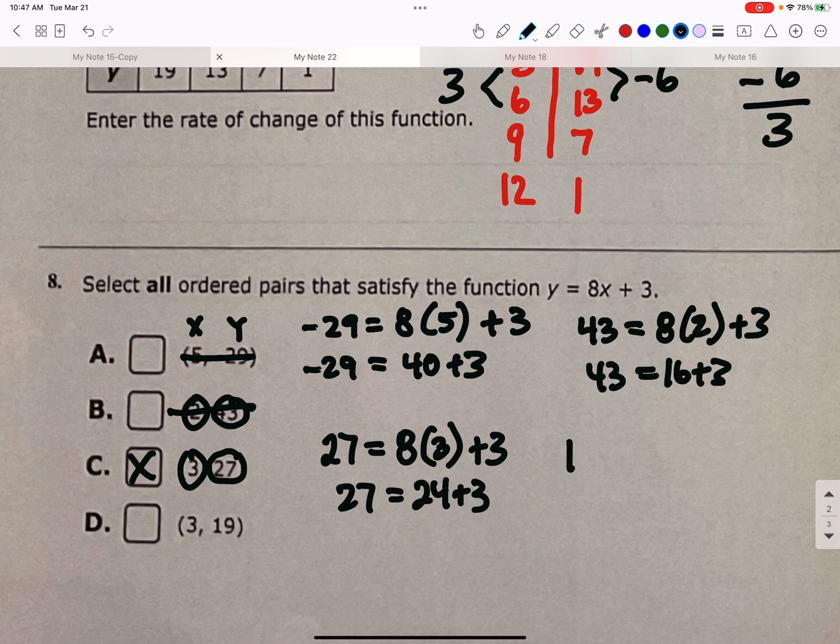And the last one, does 19 equal 8 times the x, which is 3, plus 3? You should be able to tell me yes or no. So when it says select all pairs, you just plug them in, see if it works.